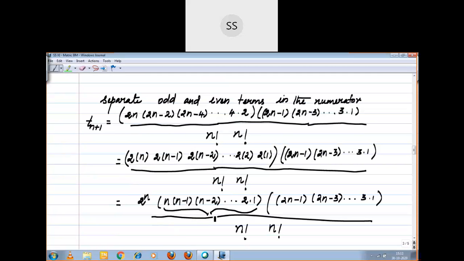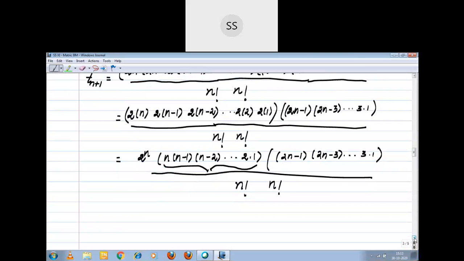Then n, n minus 1, n minus 2, etc., up to 2 into 1. Here 2n minus 1, 2n minus 3, etc., 3 into 1. The whole thing divided by n factorial into n factorial. Here this one can be replaced by n factorial. How did I say it can be replaced by n factorial? The expansion of n factorial is nothing but n into n minus 1 into n minus 2, etc., up to 2, 1. Right?